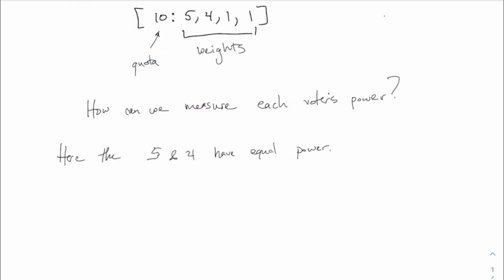I like it better. The 5 and the 4 have equal power here. And each of them have much more power than the ones. All right, but the ones still matter in this case. The 5 and the 4 have equal power. I will just say the ones still matter.